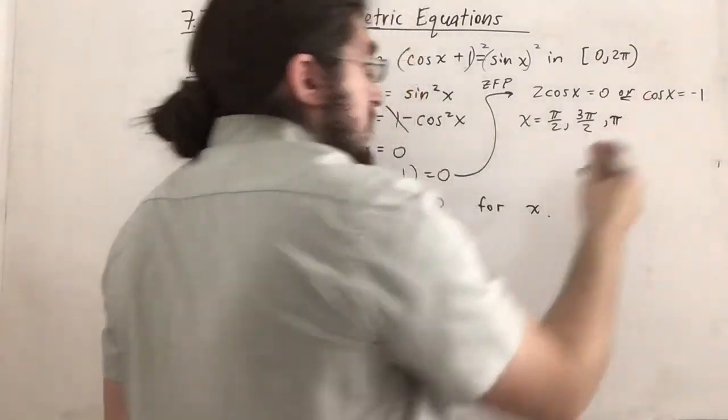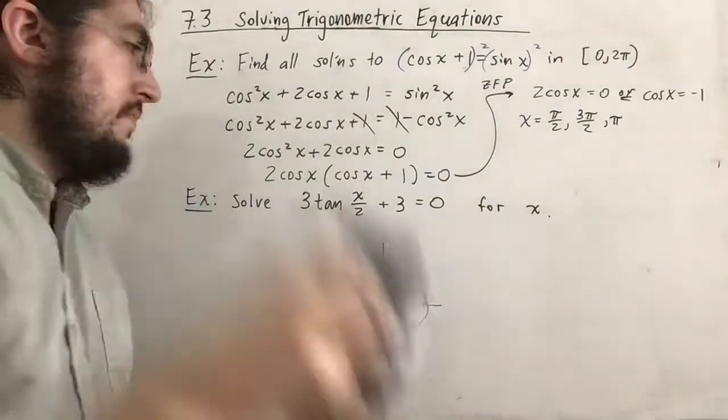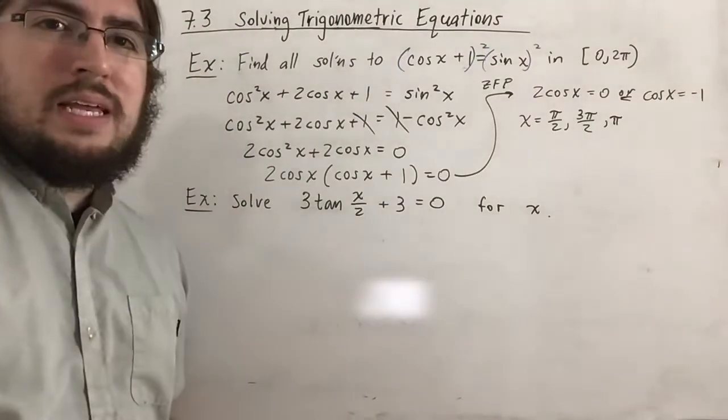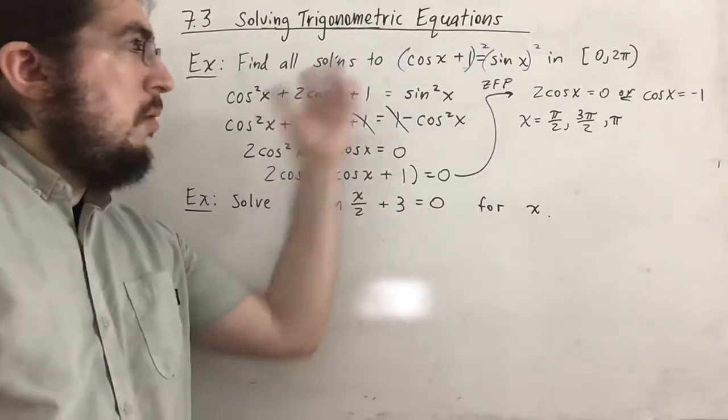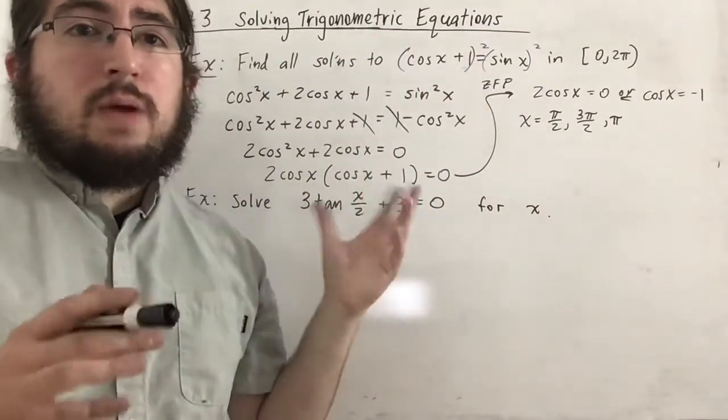So there we go. These are the solutions, but there is something a little strange in this example. And the thing that's strange is that, well, what we did was something that is not really a one-to-one process. We squared both sides of an equation, and that's not always going to hold.